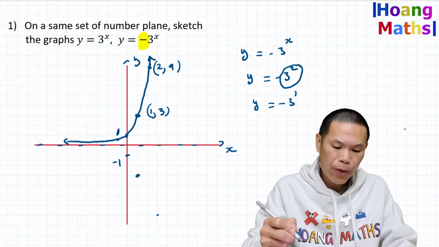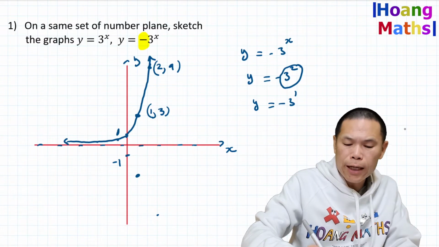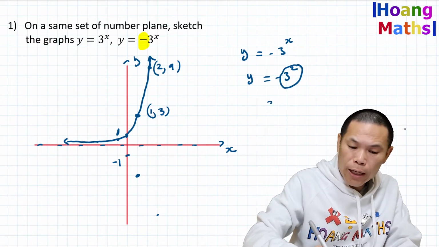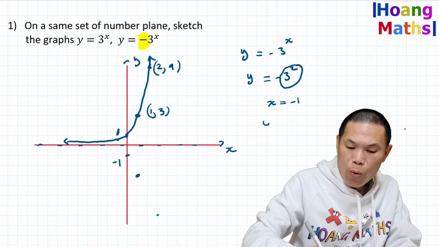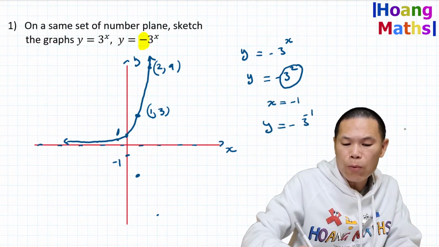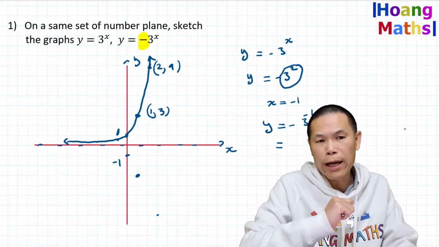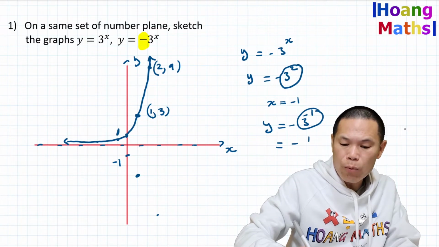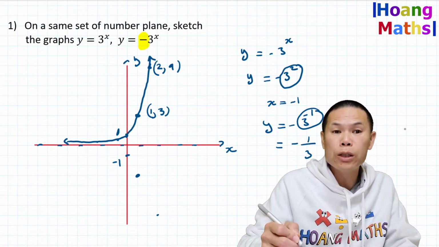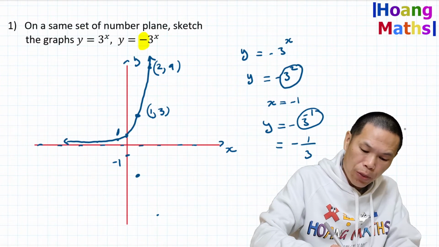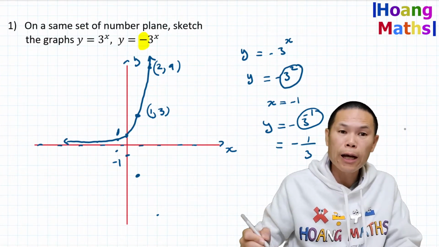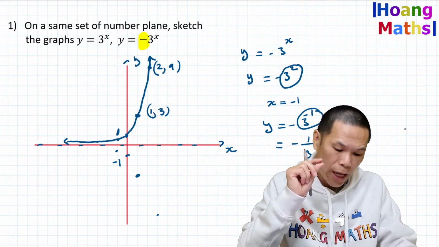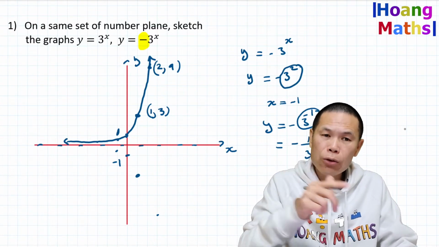And then again, when x is negative 1, let me write this down. When x is negative 1, y is equal to negative 3 to the power of negative 1. Of course, you can just use a calculator. Otherwise, we bring this down, so it becomes negative 1 over 3 to the power 1, which is negative 1/3. Negative 1/3 is here somewhere, roughly. Now we just join them up, and we know the behavior of it. The horizontal asymptote is still y is equal to 0.